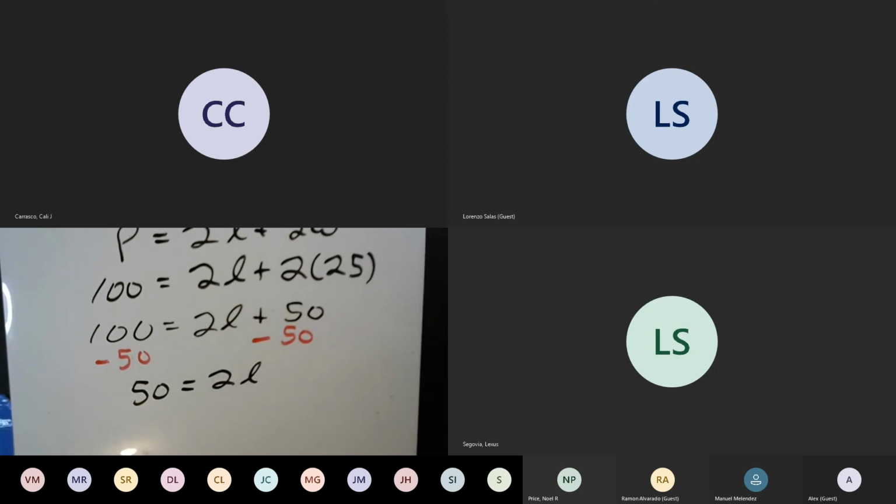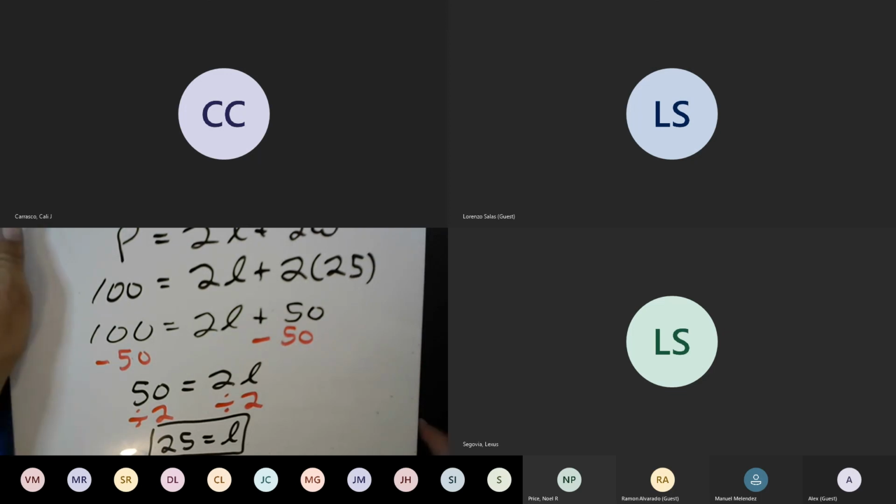Finally, we undo the multiplication. Look at 25 is equal to L. We get a length that's actually the same as our width. That's a special type of rectangle called a square. And interestingly, a square has its own perimeter formula. It works for the square, but won't work for the rectangle. But the rectangle formula also does work for the square. So kind of an interesting back and forth there. So you could get something like this.